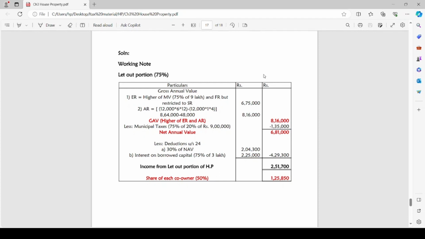Deducting this amount from net annual value rupees 6,81,000, we arrive at income from the let out portion of the house property, rupees 2,51,700. The share of each co-owner is 50%. So Mr. A gets income from the let out portion of the house property of rupees 1,25,850. Similarly, Mr. B gets a share of income from the let out portion of the house property, rupees 1,25,850. Equally, they share the income arising out of the let out portion of the house property.